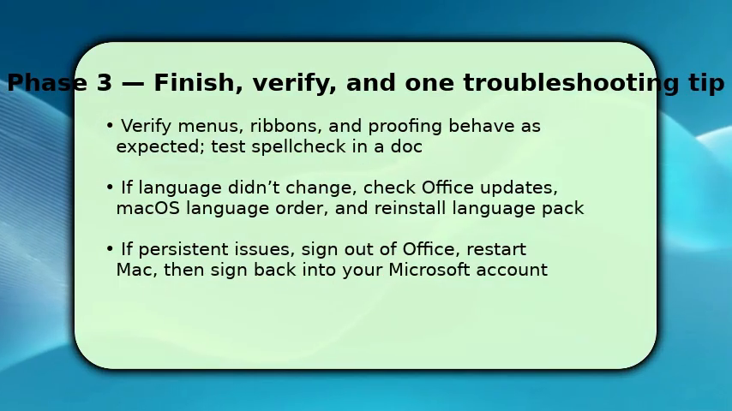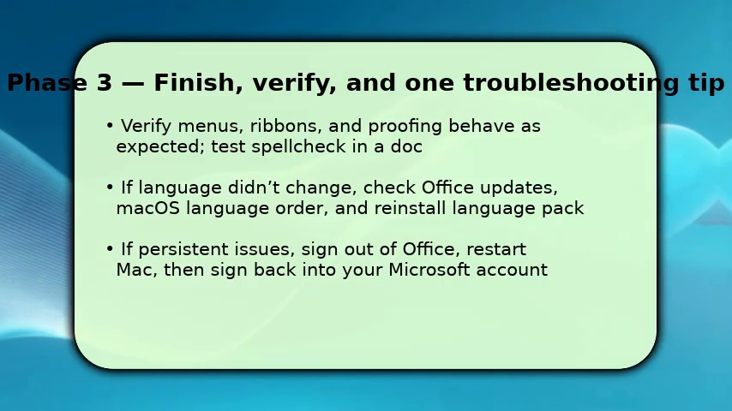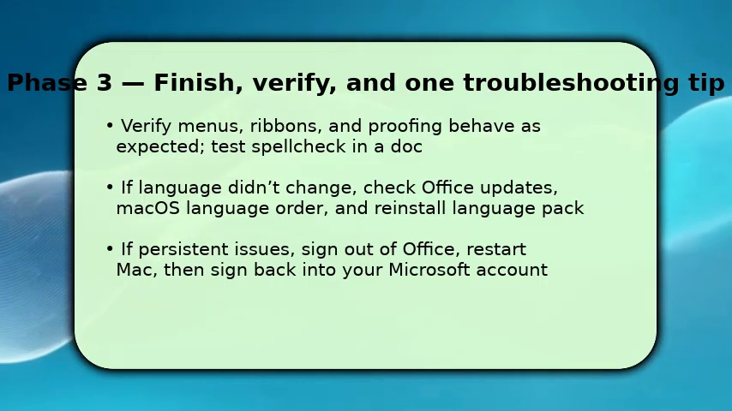You finish by verifying that ribbons, menus, and proofing match your chosen language. Test spell check in a sample worksheet. If nothing changed, make sure Office is up to date, confirm the macOS language order, and reinstall any Office language pack you added. If problems persist, sign out of Office, restart your Mac, and sign back in. This resets account link settings.